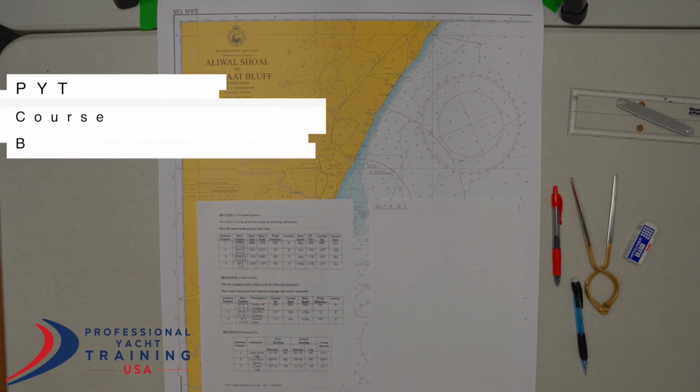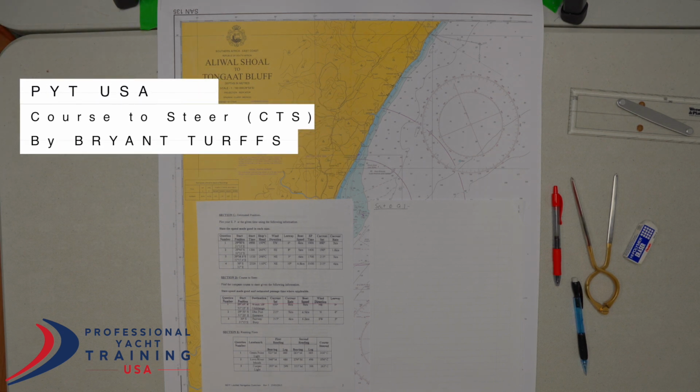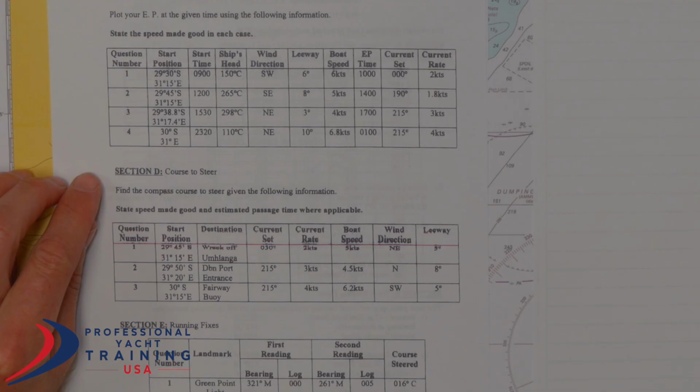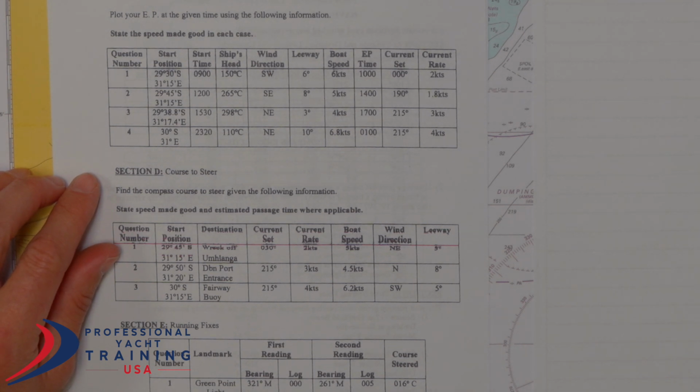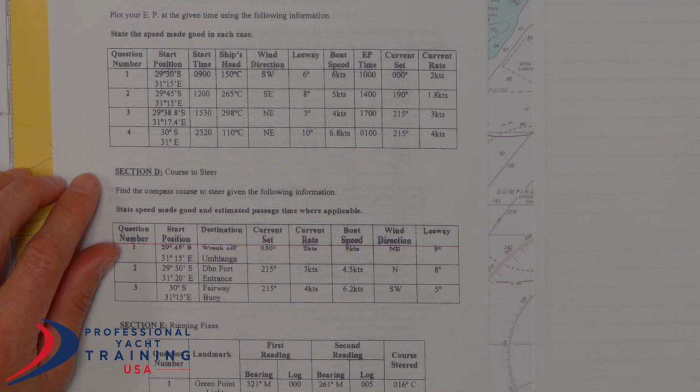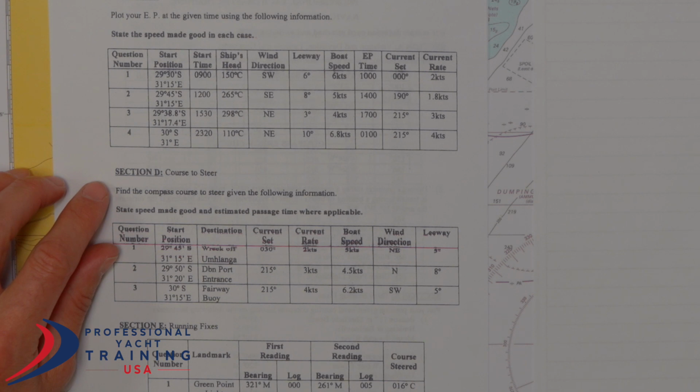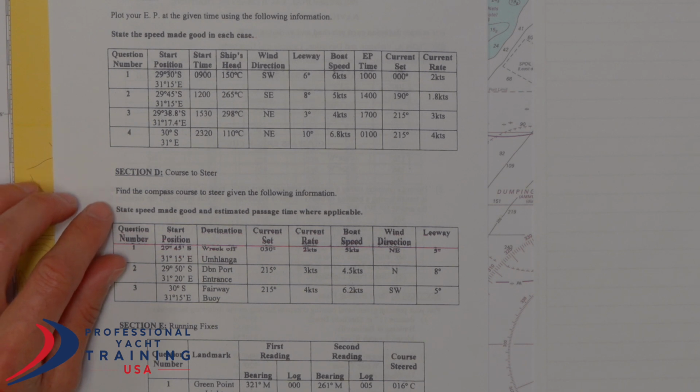All right, so let's go ahead and look at a course to steer problem. This is going to be section D on your problem set, course to steer. And we're going to go ahead and look at question number 1. So we're going to take this data, plot it on the chart. There's going to be 3 answers to this. We're going to find the course to steer, the speed made good, and the vessel's estimated passage time.